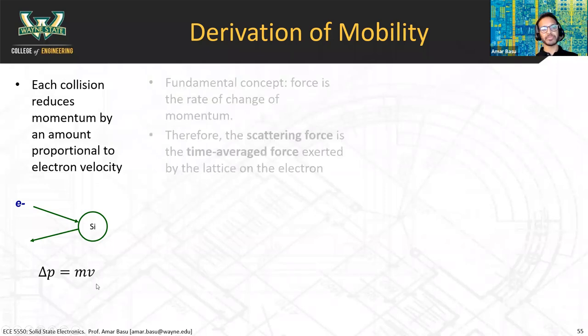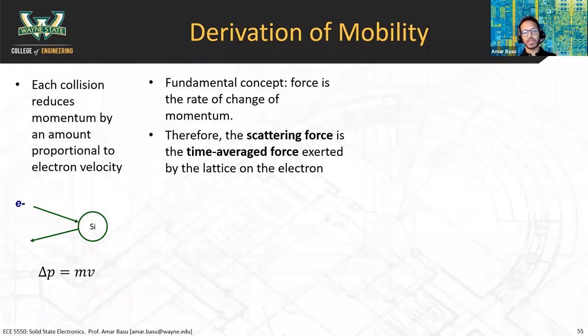Next step. This is the part that you may or may not remember from physics: there is this fundamental concept that force is the rate of change of momentum. If you imagine collisions happening again and again, this electron keeps on colliding, so there's going to be a rate of change of momentum. Every collision is changing the momentum, and when those collisions are happening frequently, that results in a force. The scattering force is the time-averaged force exerted by the lattice on the electron.